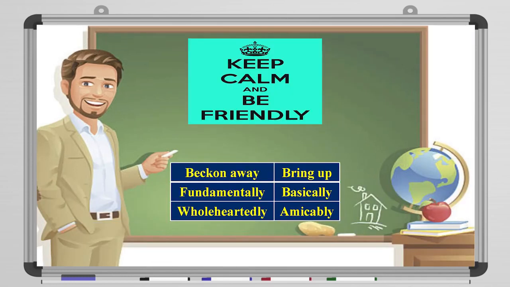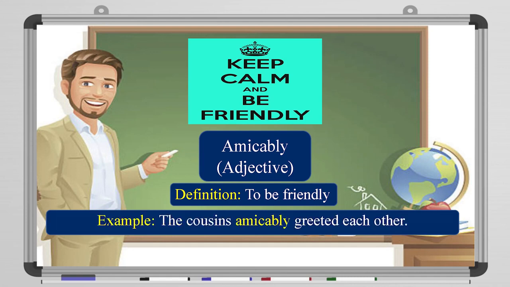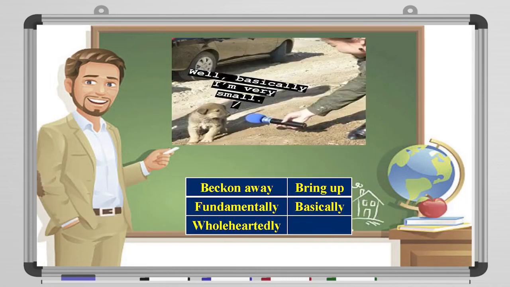Keep calm and be friendly. So the word friendly here should give you a hint. Did you get it? Which word best corresponds to the word friendly? Well, the word is amicably. Did you get that right? Amicably is an adjective, which means to be friendly. So for example, the cousins amicably greeted each other. So they greeted each other in a friendly way. They greeted each other amicably. Cool? Let's look at the next picture.